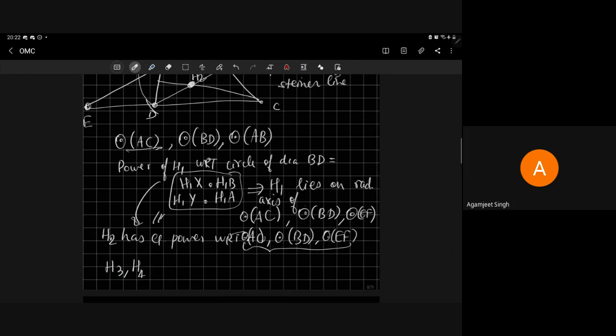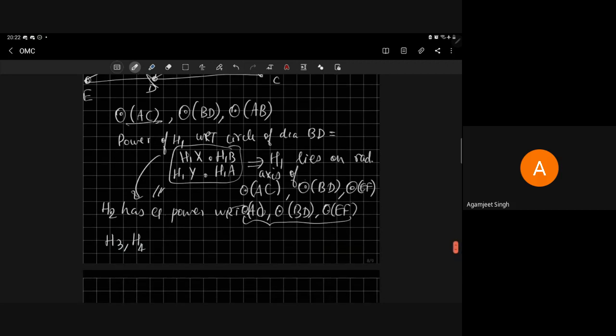So what that means is these three circles are coaxial. That means they have a common radical axis, and the radical axis is the line H1, H2, H3, H4. Does that make sense?